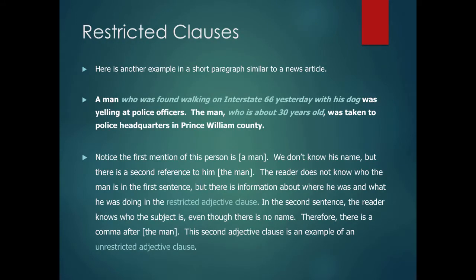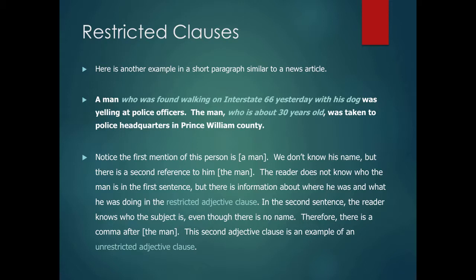So here's another example. This is a little paragraph similar to something you might find in a news article. So a man who was found walking on Interstate 66 yesterday with his dog was yelling at police officers. The man, who was about 30 years old, was taken to police headquarters in Prince William County. Well, as you can see here, we don't mention the man's name, but we do mention him twice. So the first time, I don't have any commas before and after the adjective clause. So who was found walking on Interstate 66 yesterday with his dog is a long adjective clause. But I need that information to let the readers know what man I'm referring to.